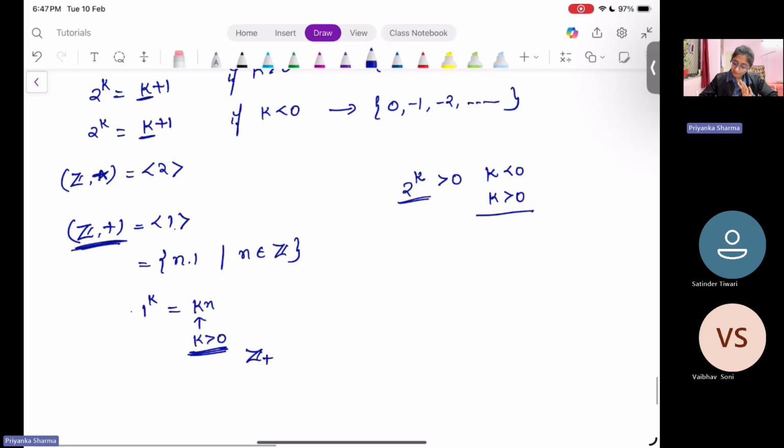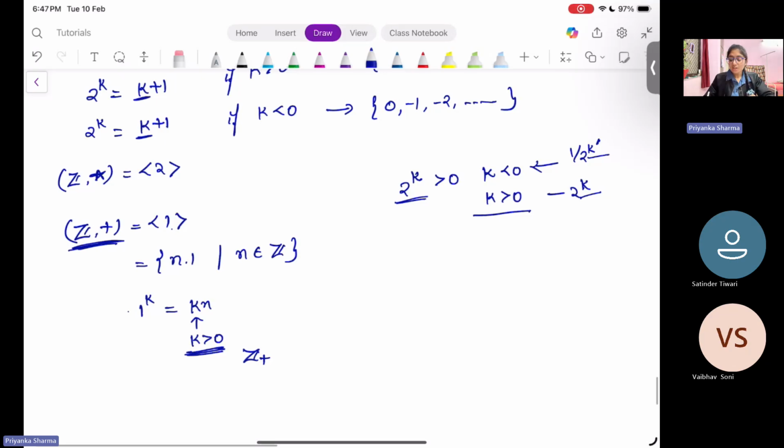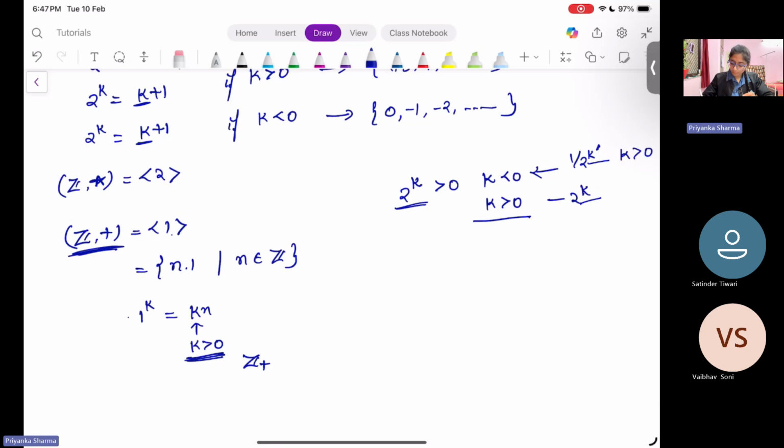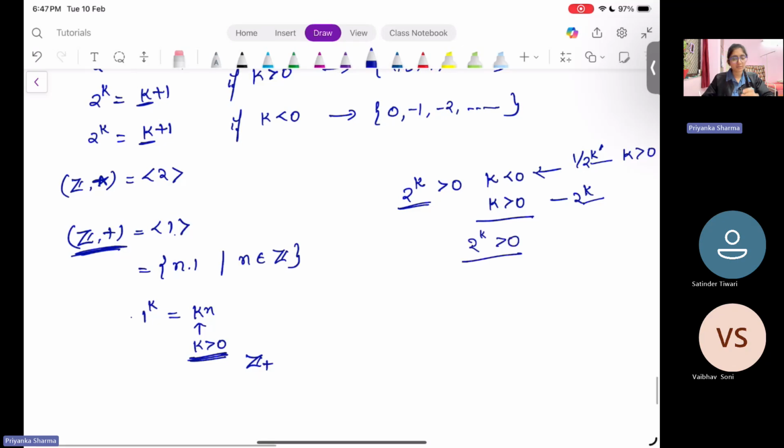Like for k greater than 0, you will take 2 to the power k, and for k less than 0, you will get 1 over 2 to the power k, like this, or say k dash. For k dash and k both are positive. This is what you are trying to say, I think. Am I getting your doubt? So this is how your doubt is: 2 to the power k is always positive, so either this will be 2 to the power k or 1 over 2 to the power k dash, where k dash is greater than 0. So in both cases, 2 to the power k is greater than 0. This is what you want to say.